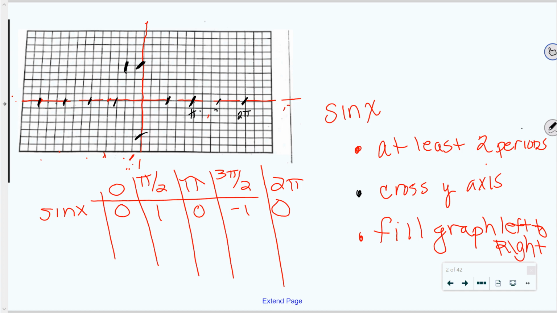All right, so if you guys are using colors, this is probably where I would pick a color for it to stand out. So we're going to plot some points. 0, 0 is a point. I'm going to plot it. Pi over 2, 1. Pi, 0. 3 pi over 2, -1. And then I'm back to 2 pi. Those are my 5 key points that I'm going to connect to make my sine curve.